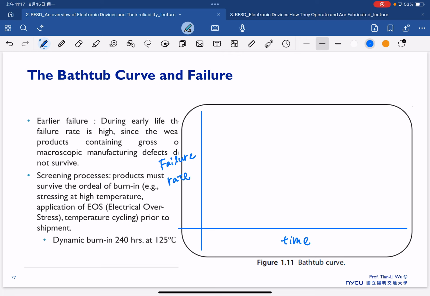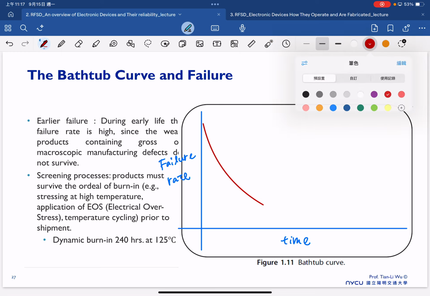So in general, no matter what kind of product, or even for the human, for all kinds of things in the world, we can divide the failure rate into 3 different phases. So we will have the first phase, in which we see in the beginning a very high failure rate, but after reaching a certain moment, the failure rate starts to stabilize. So this is the phase that we call the infant mortality.